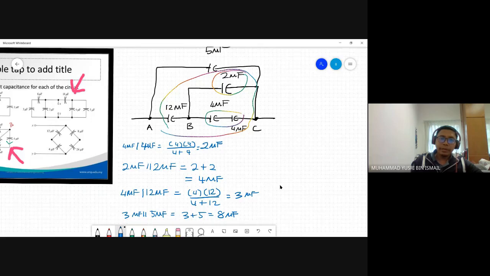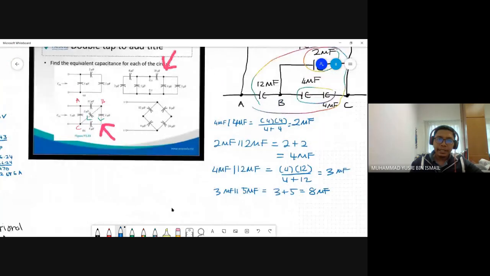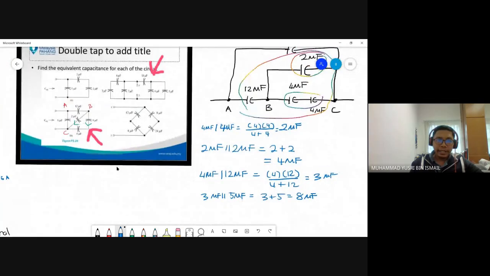Sekejap, ni 4 microfarad. Okay, ni 4 ni, series with 4. Alright. Okay, so sekarang ni kita cuba buat yang ni. Ni kita buat sama juga.